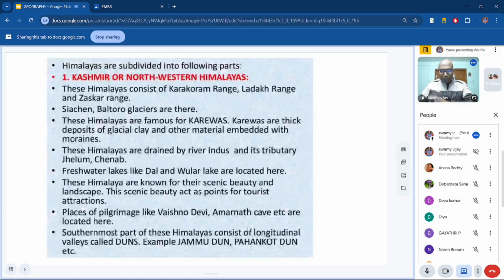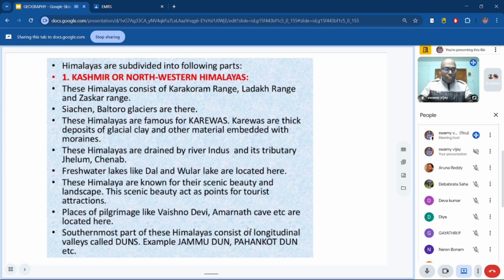I might have given detailed information, but you can read it and it will be useful for you. Then the Himalayas are subdivided into the following parts: Kashmir or northwestern Himalayas. These Himalayas consist of the Karakoram range, Ladakh range and Zanskar range. Siachen and Baltoro glaciers are there. Now slowly you read, I'll share this information, because so much important information is in these slides.